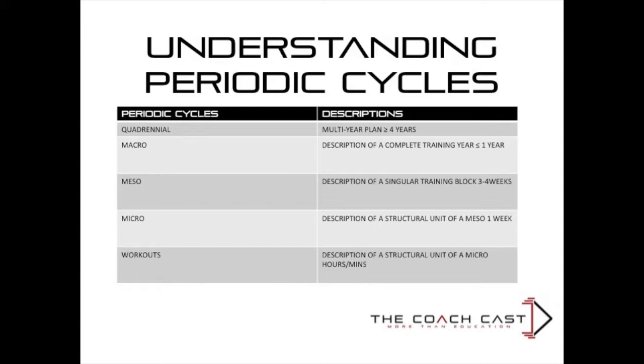But some of the most common ones are macro, meso, micro that you'll be familiar with, but I'll just run through those. Macro being the description of a complete training year. It could be just slightly under a year, but it's your long-term game here. You're looking at what you're trying to achieve over the window of a year. Whereas your meso is a description of a singular training block, and this tends to be around 3 to 4 weeks. Your micro is a description of a structural unit, and this tends to be on a week-on-week basis.